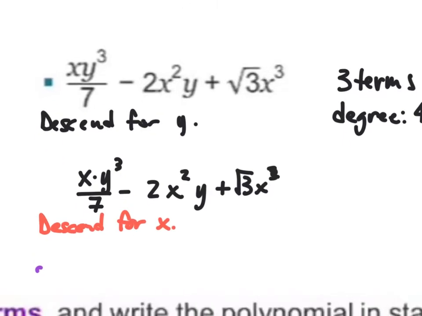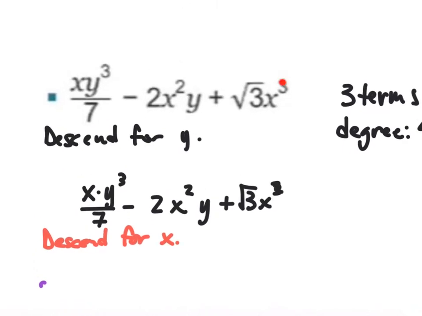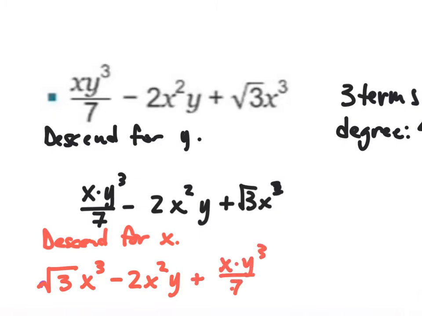So I look at the term with the largest exponent above my x, which is this term right here, okay? And that would go, the square root of 3 times x cubed, minus 2x squared y, okay? And then plus x times y cubed over 7.